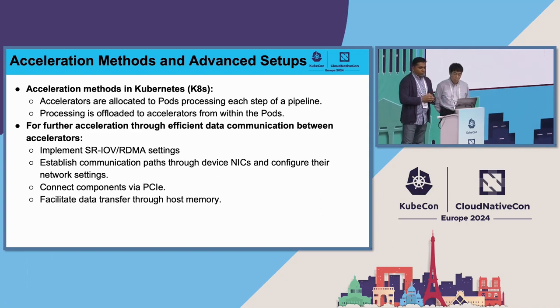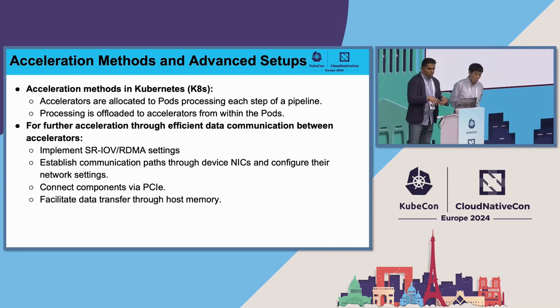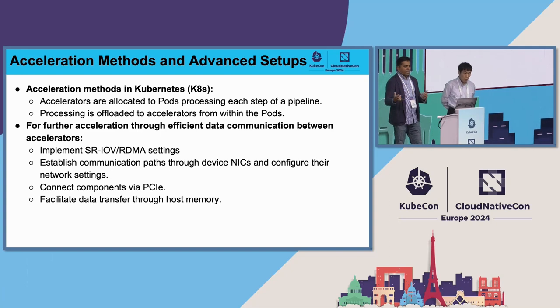And then we can use PCIe as a connector between the devices, especially when they're in the same physical host. We have these PCI extension boxes, which can hold 16 or 32 accelerators in a row, so you can have many accelerators in one single box. So communicating through PCIe is also a very good option. And then we can utilize the host memory as the medium to hand over the data between the accelerators.